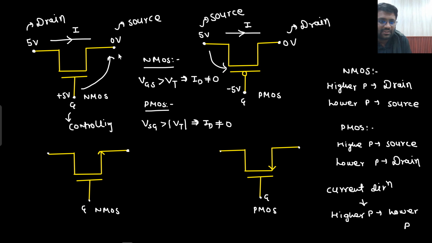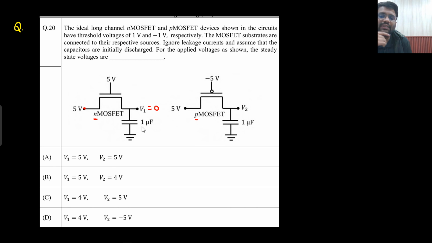So here I am writing down VGS. This is the condition: if VGS is greater than VT, then ID would not be equal to 0. If VSG is greater than mod of VT, then ID would not be equal to 0. Here, what is the threshold voltage given? Sir, for both of the cases, VTN for NMOS and mod of VTP for PMOS, the value is given as 1 volt.